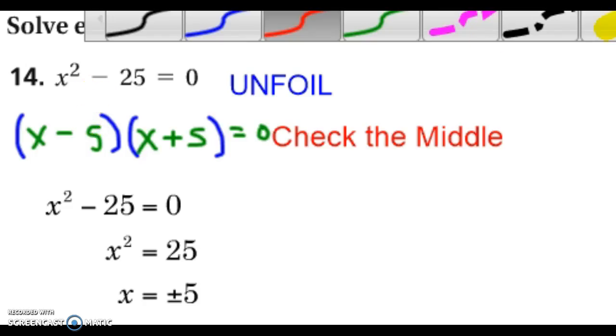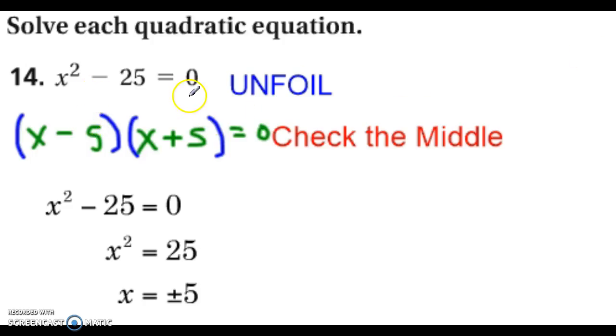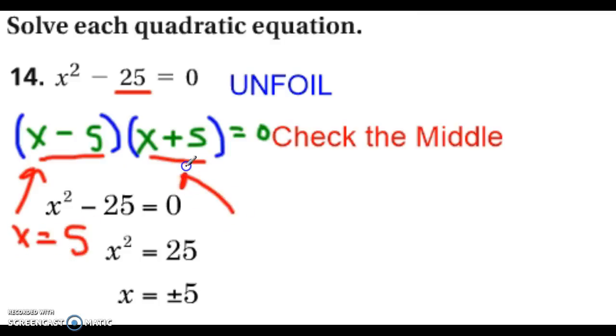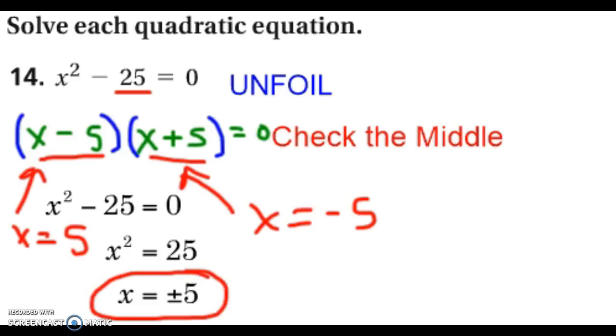So problem number 14 says solve. So I notice 25 is a perfect square. There's no linear term, there's no middle term, so I know it's x minus 5, x plus 5. So what makes that binomial equal 0? x equals 5. And what makes that one 0? x equals negative 5, because negative 5 plus 5 is 0. So that's how I got x is plus or minus 5.